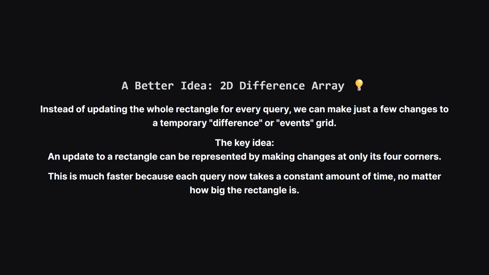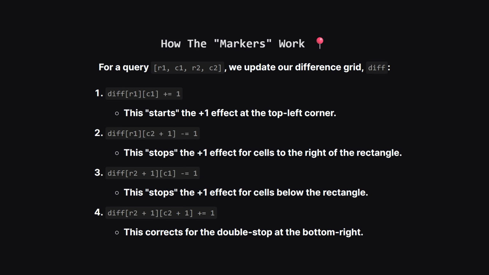And there is. The efficient solution uses a concept called a 2D difference array. Think of it like this. Instead of painting the entire rectangle for each instruction, what if we just put markers at the corners? Then, at the very end, we can do one final sweep over the grid to calculate the final values based on all the markers we've placed. So how do these markers work?